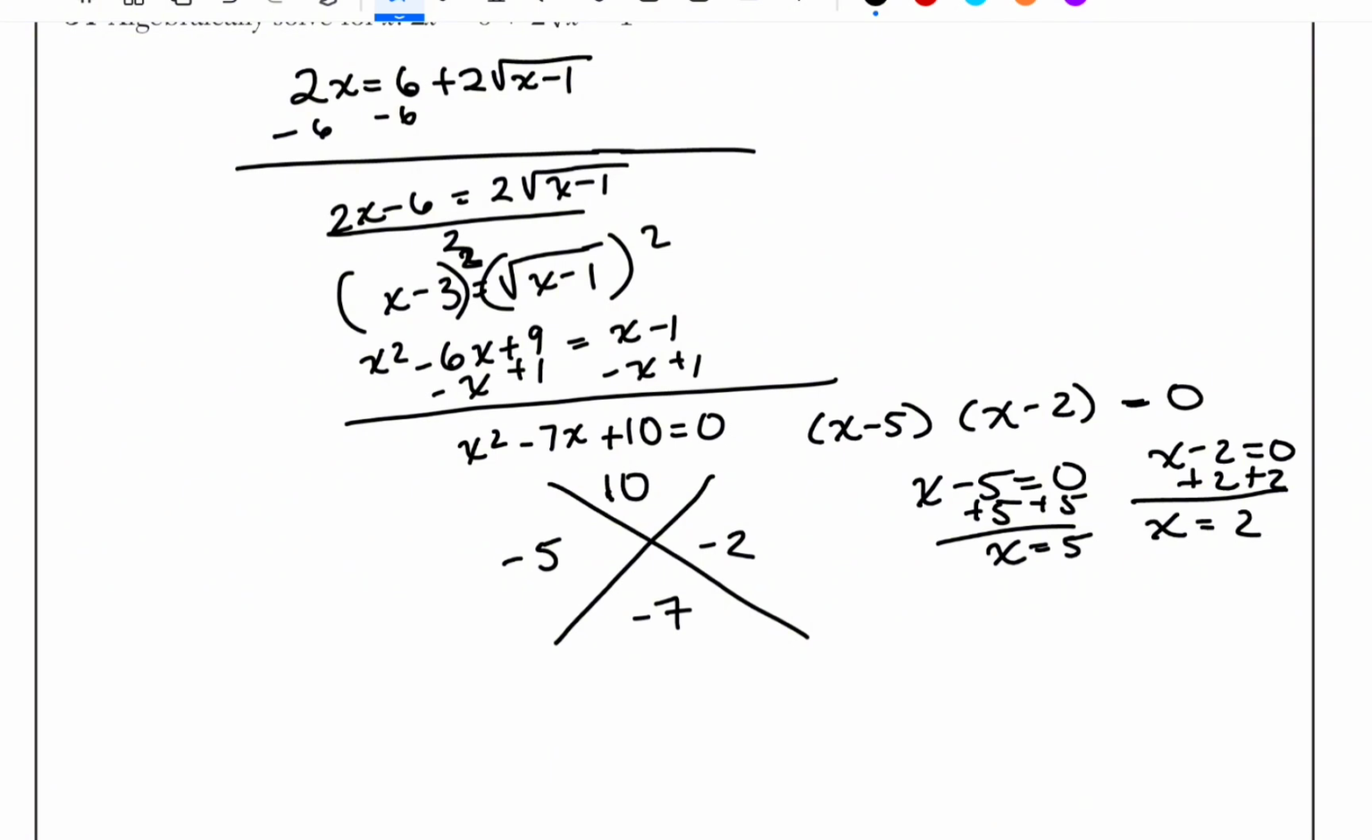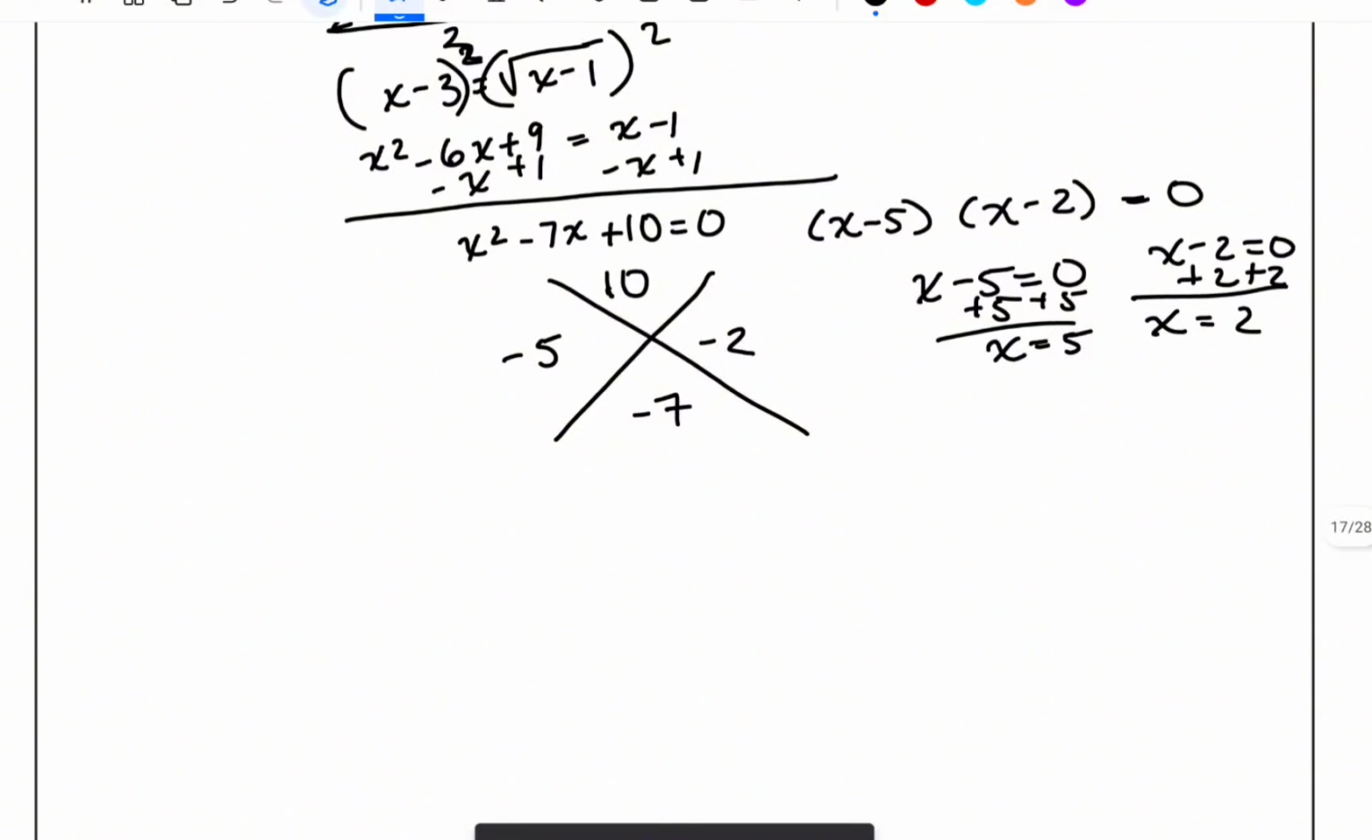Now, if you put both of these answers, you will not get full credit. Here's why. You need to test whether one of these solutions is extraneous. So what I mean by that is we have to substitute it back into our equation. So our equation says, so we're going to check.